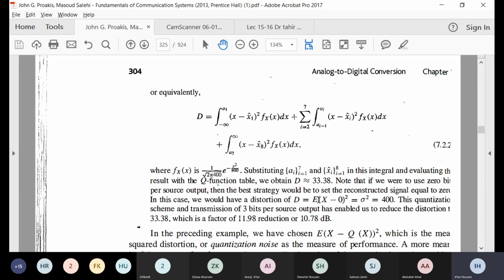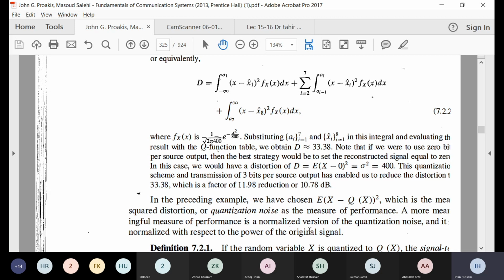So the distortion would be the maximum, that will come out to be the expectation of x minus x hat squared, where x hat is 0 now. E of x squared is sigma square, which we have already seen is 400. So distortion is 400. Now our distortion is 33.38. So if you take the ratio of 400 to 33.38, this means we have reduced it by a factor of 11.98 by using our 8 levels of 3 bits per source representation. You can take its 10 log, which comes out to be 10.78 dB. So distortion has been reduced by using an 8 level quantizer.